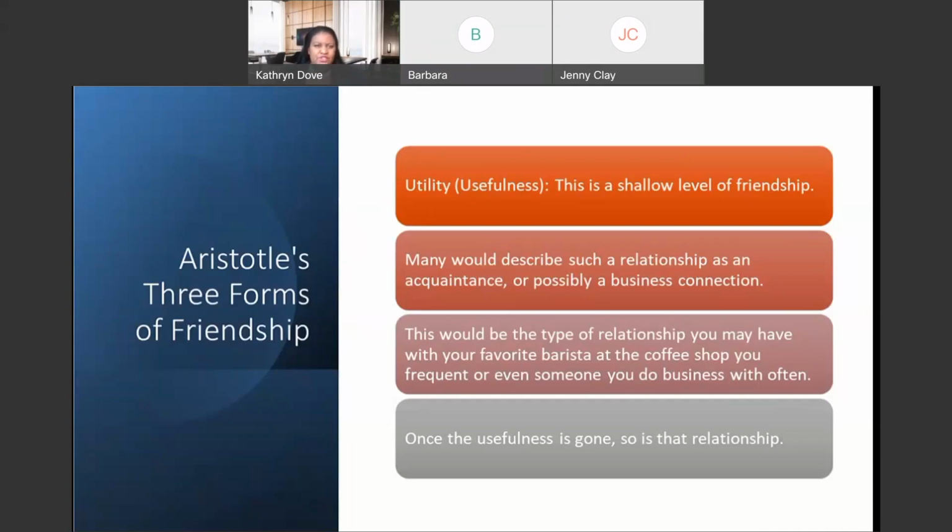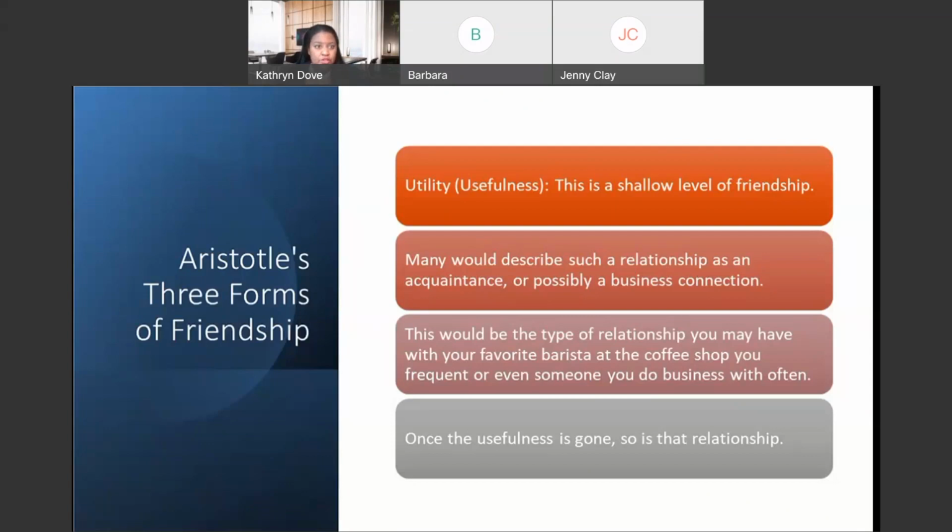Does anyone have a friendship that would fall into this category of utility or usefulness? Can you think of someone, Jenny, in your life that falls into this shallow level of friendship? I would think like through work, working with case managers and guardians, it's just that friendly level and you just kind of get what you need from each other. Exactly. And I used to talk to a cashier at Target, but now I don't go to that Target anymore. So there goes that sort of friendship.